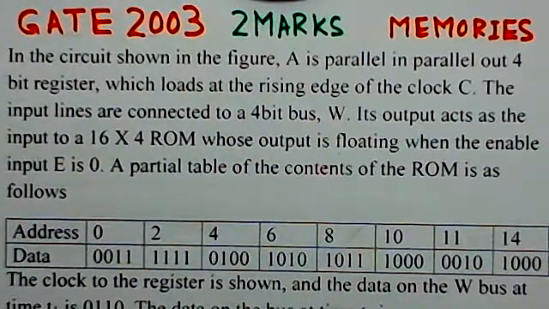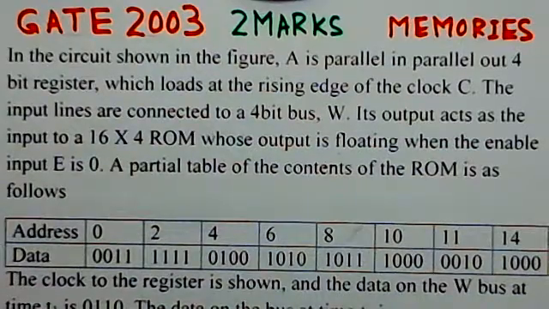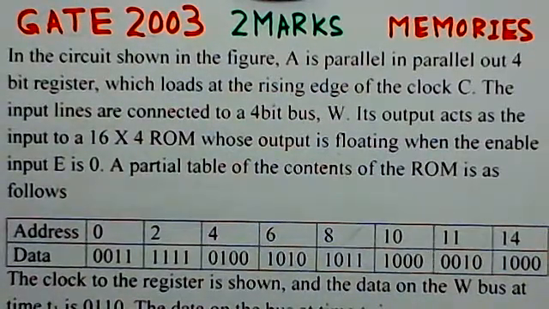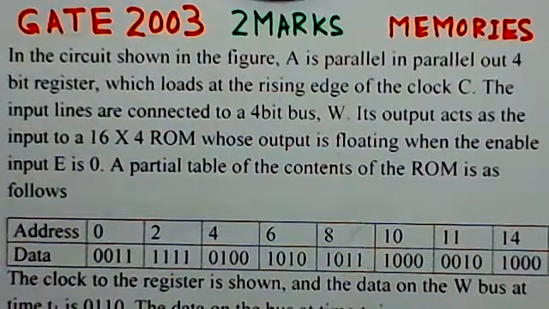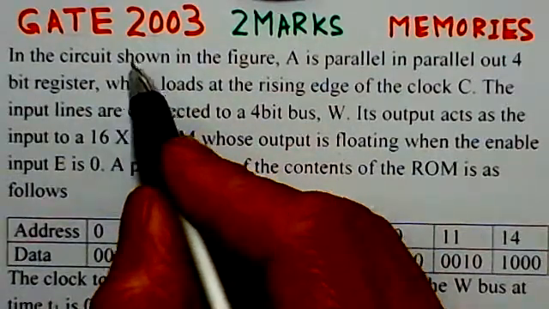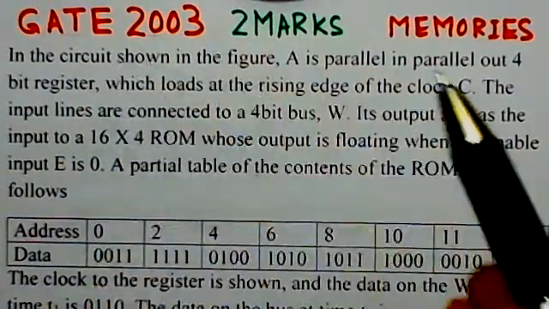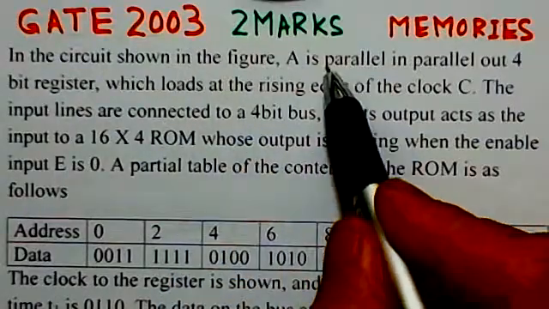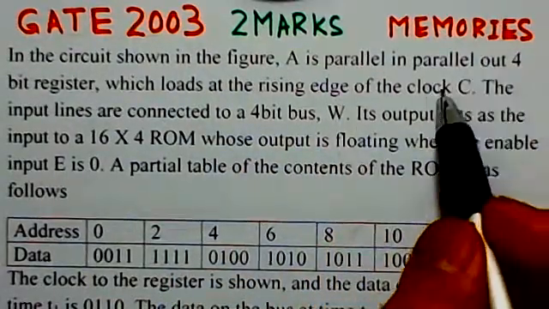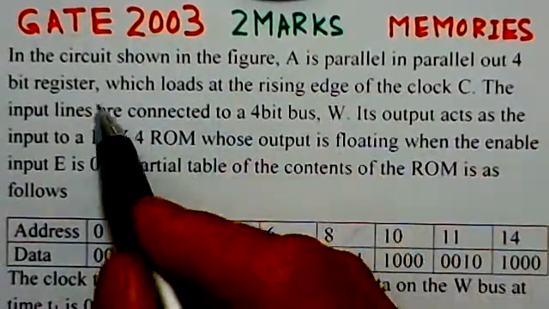The present GATE problem is the third problem from the set of problems on memories, and it's of year 2003. This is GATE 2003. It's of 2 marks and it's on memories. We'll read out the problem here.